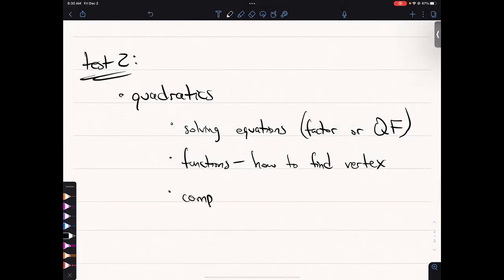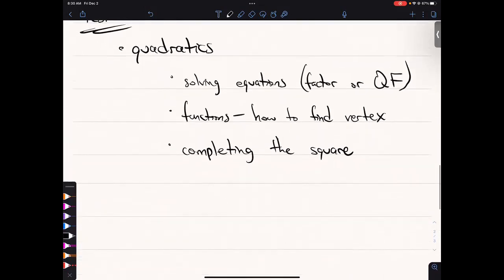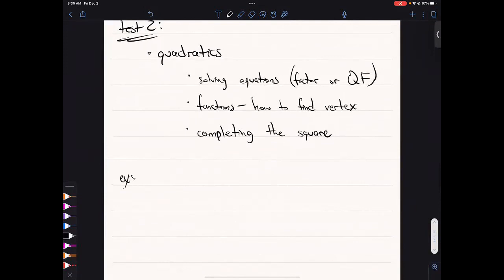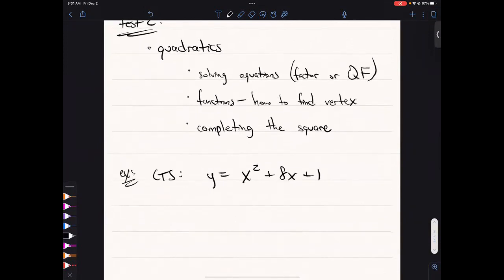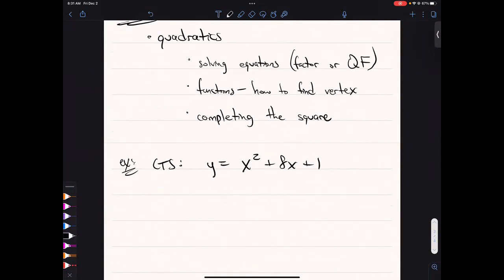Completing the square. That's a thing that we did a fair amount in the moment, but haven't done in a couple of months probably. Remember, that's kind of a very specific factoring technique, right? So complete the square to factor, I don't know, y equals x squared plus 8x plus 1 or something. Anybody remember how this works?